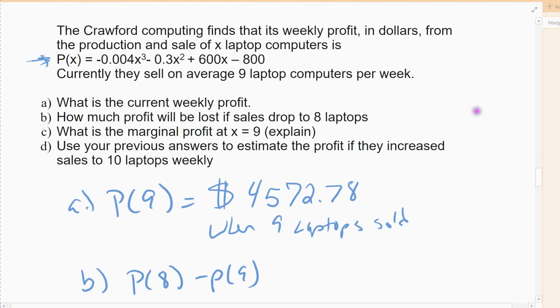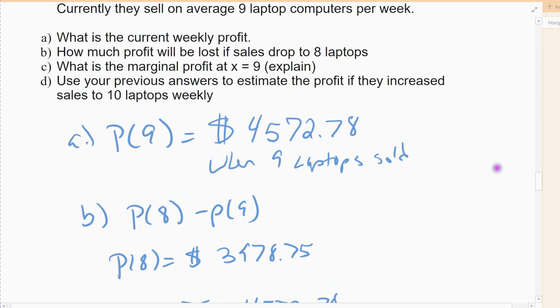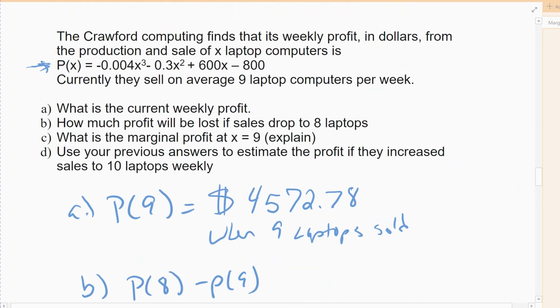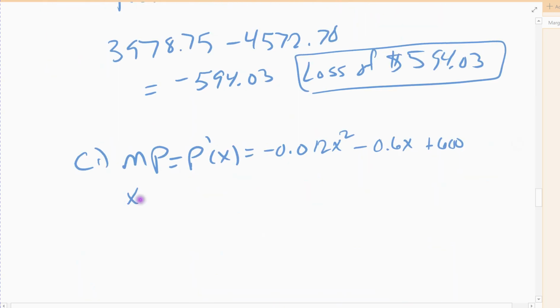So I have to go back and look at my profit equation. So negative 0.012x squared minus 0.6x plus 600, if I look off my sheet I have here. Double check, make sure. 0.6, yeah, okay. So there's my derivative, my marginal profit. And then we wanted to find it at 9, their current level of production. All right, so my derivative at 9.